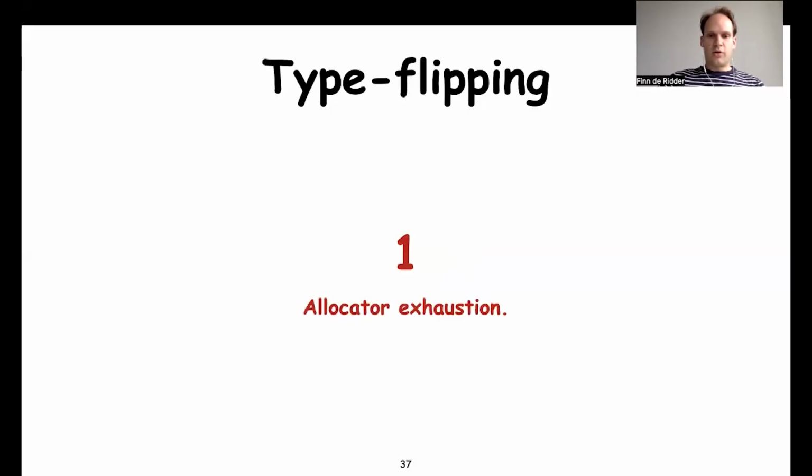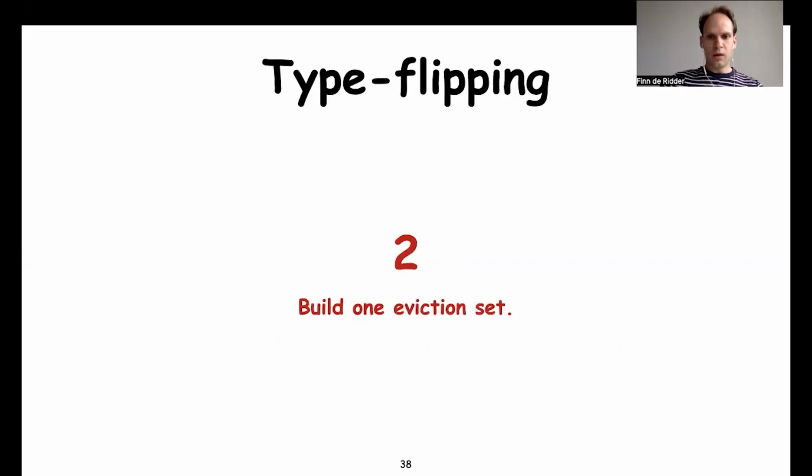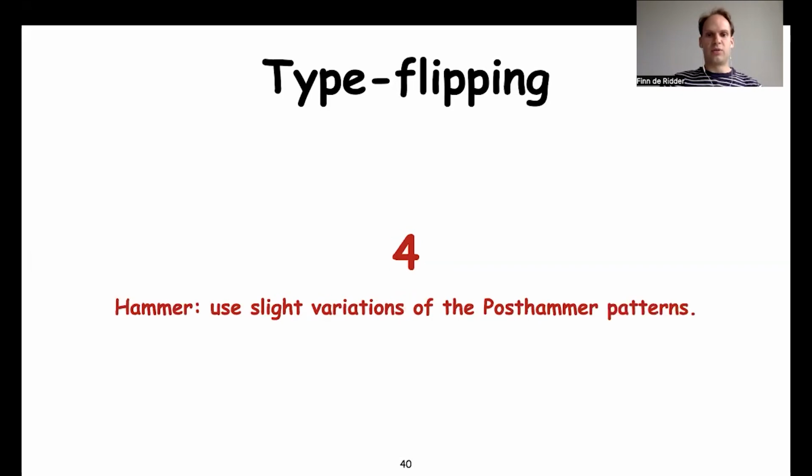We start the attack with allocator exhaustion. We allocate a lot of memory, and this forces the allocator to allocate larger blocks, to split up larger blocks. And this means we are able to get contiguous memory. And contiguous memory allows us to build an eviction set relatively easily, because remember, all these patterns consist of eviction sets. So we use this memory to build just one eviction set, but once we have one, we can use it to build many more, for which we do not require contiguous memory. So now we have a lot of eviction sets, and we can use them to build patterns.